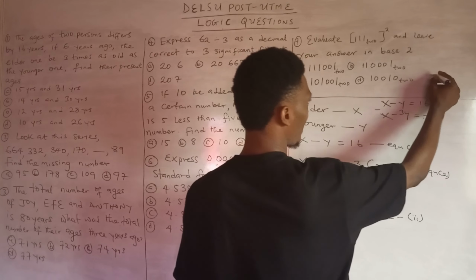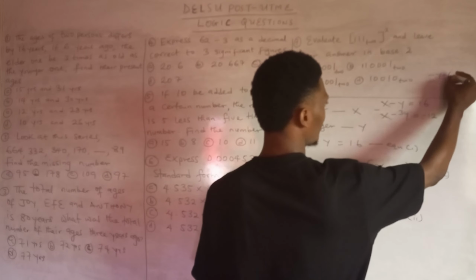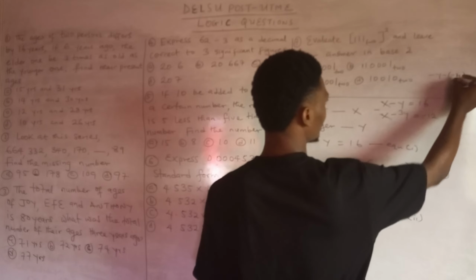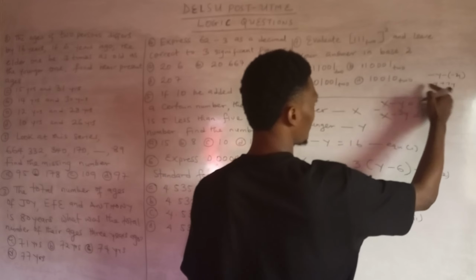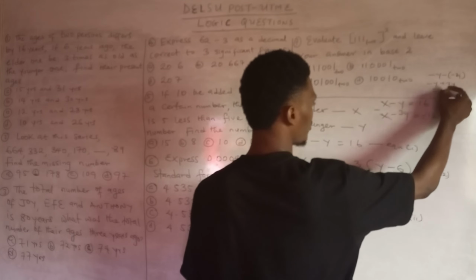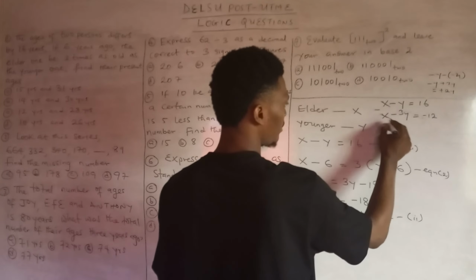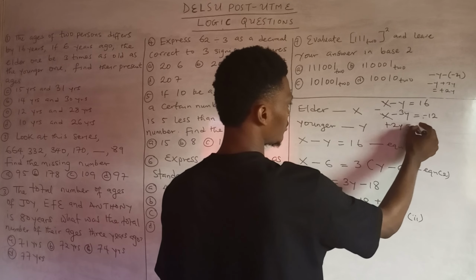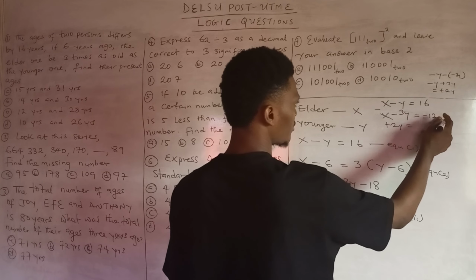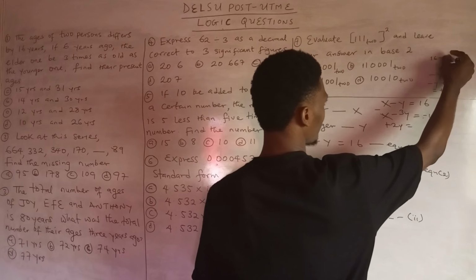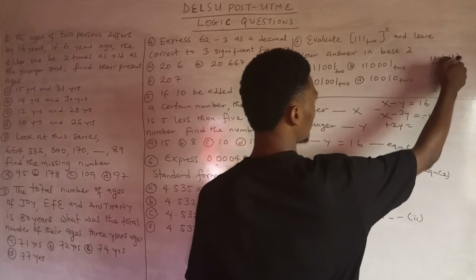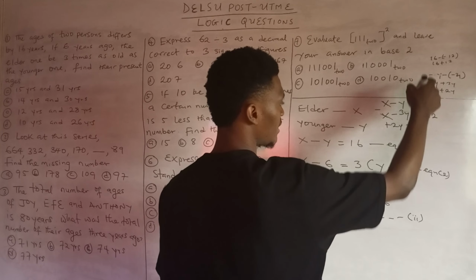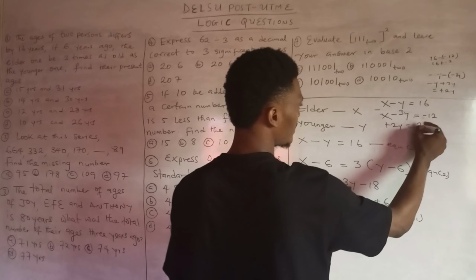Then minus y minus 3y. That should be minus y. Minus times minus is plus 3y. Minus y plus 3y, that should be plus 2y. So this is plus 2y equal to, then 16 minus minus 12. Now 16 minus minus 12, that should be 16 plus 12, because when you open it with the sign, minus times minus is plus. So 16 plus 12 is 28.